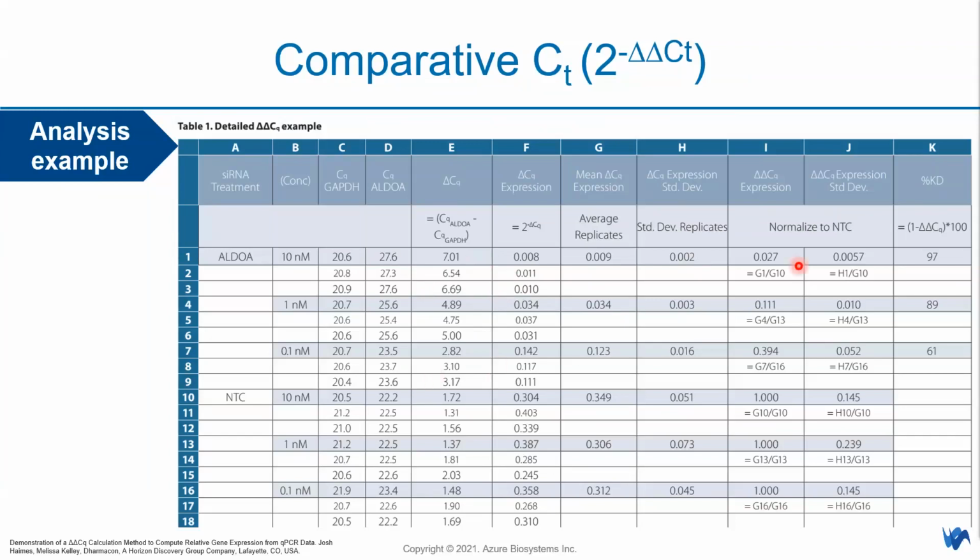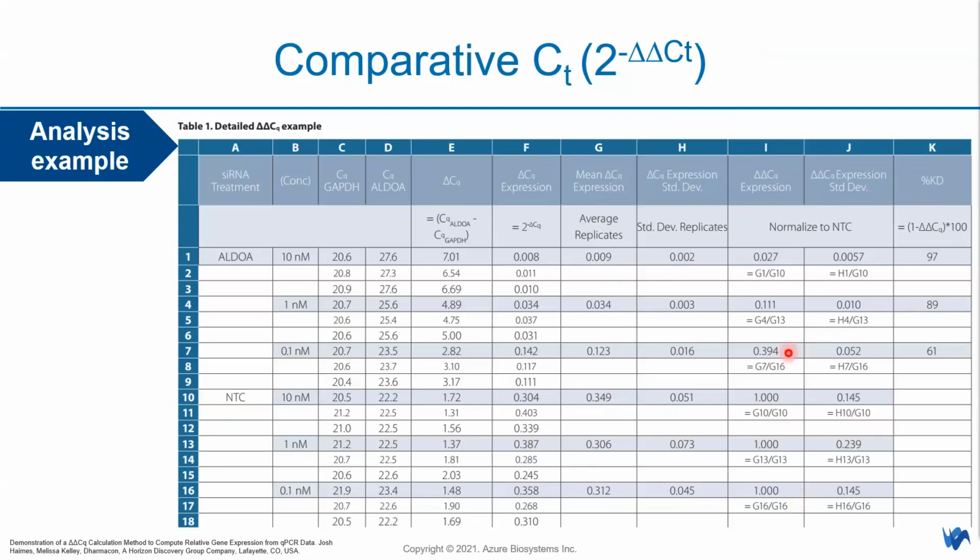Then how to get the delta CQ expression is, mentioned here, G1 divided by G10. So the mean delta CQ of your treated sample divided by the delta CQ of your control. That's how you get your delta CQ expression, right? And then the standard deviation, I will not explain more here. So this is how you basically calculate it.